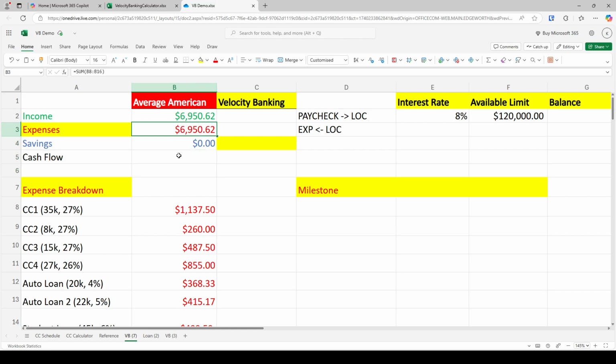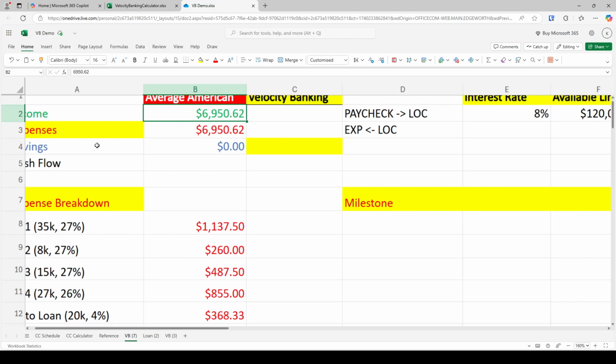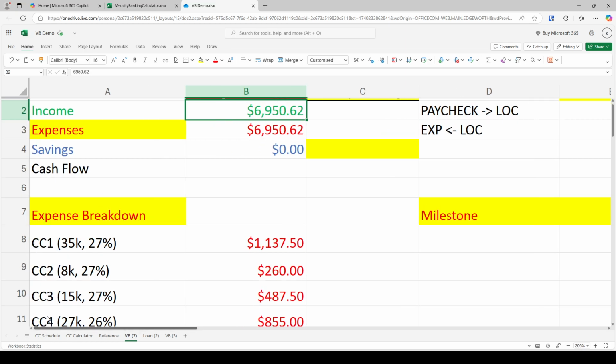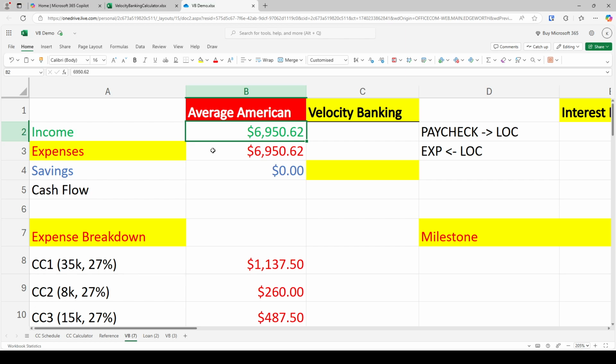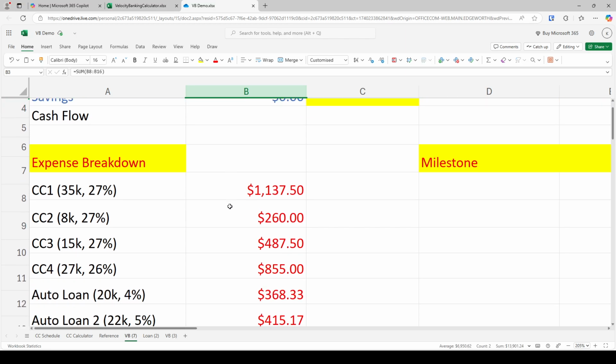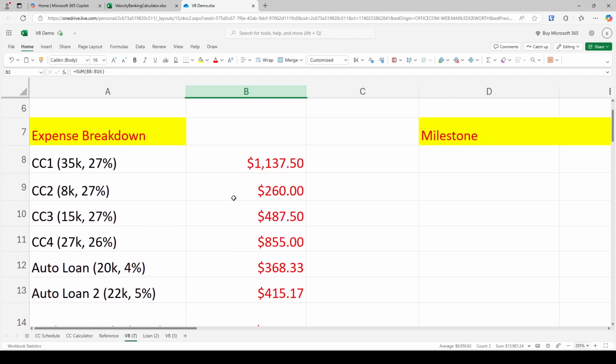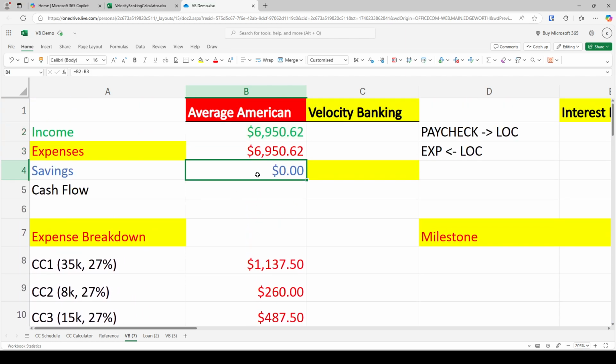So, what is velocity banking? All it is, is a debt payoff strategy where you throw all of your money into debt with the help of a line of credit. If I take a look here at my budget, my income is exactly the same as my expenses, and then my savings is zero. Now, let me ask you this. If you ask the average person, if your income is the same as your expenses and you have a ton of debt, do you need to make more money? They'll be like, of course you need to make more money.